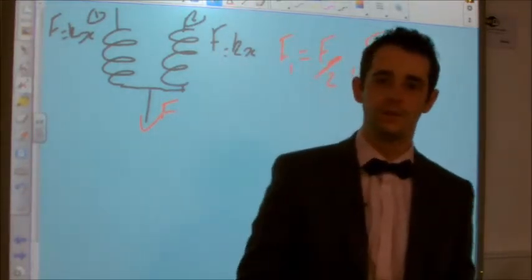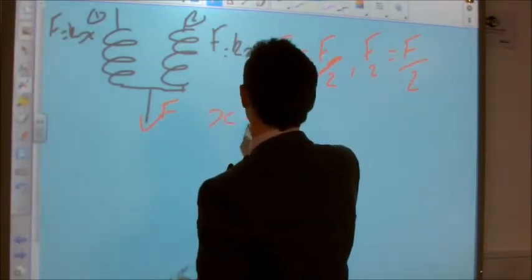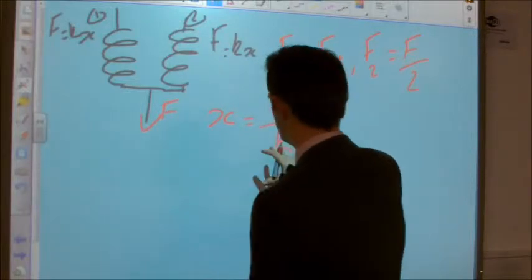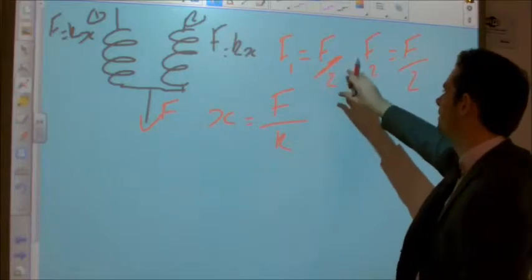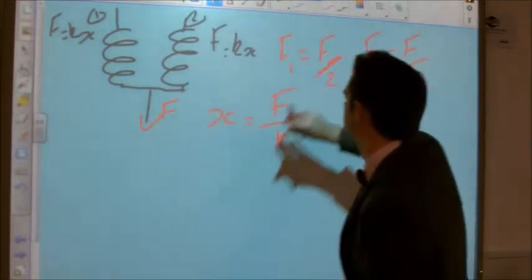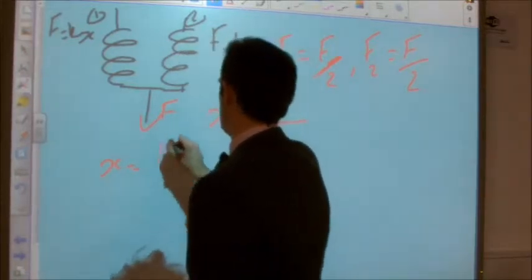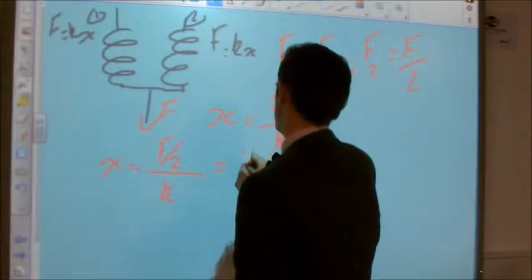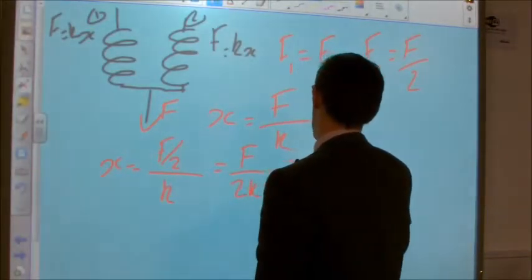Okay, hopefully you've got something now. So hopefully you've recalled that x is equal to F over k, our spring stiffness constant. And we can see here that the force applied to each spring is actually the total force divided by 2. So we can say that x is equal to F over 2, again divided by k, which is the same as saying F over 2k is equal to our extension.